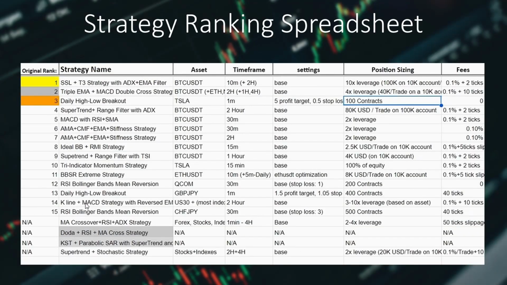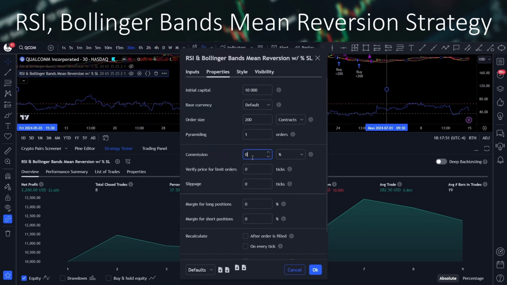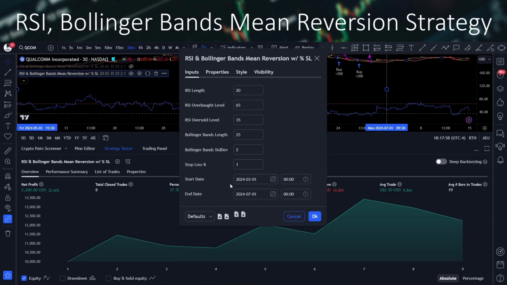Moving on, let's see the next one, which is the RSI-Bollinger Bands mean reversion strategy on the Qualcomm 30-minute chart with 0 fees again. Here's the Qualcomm one. We are using the 30-minute time frame, so I can use the modified script to get the most accurate results. Here's the properties tab, no fees, and the position sizing here. In the inputs tab, I set it up for the last 4 months, and this is the optimization settings.